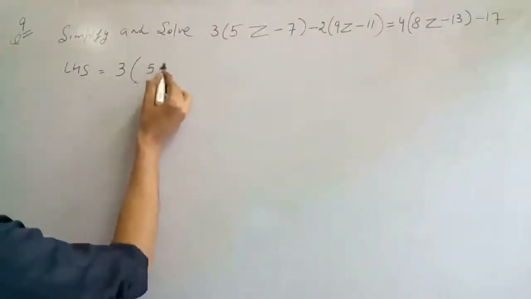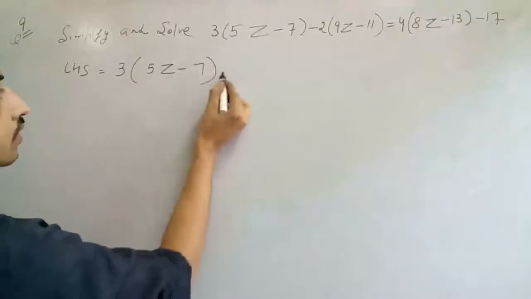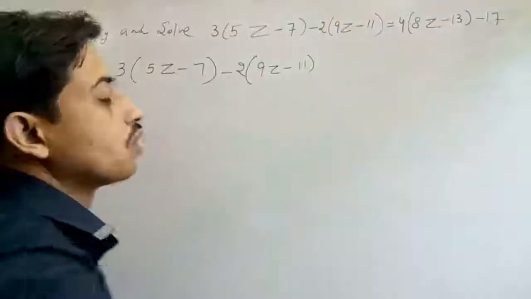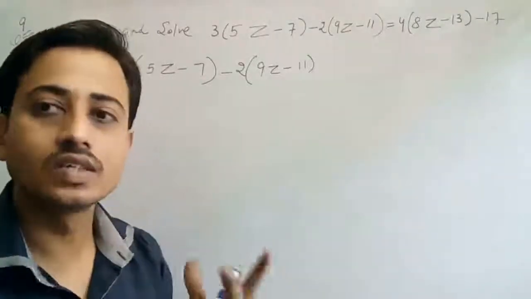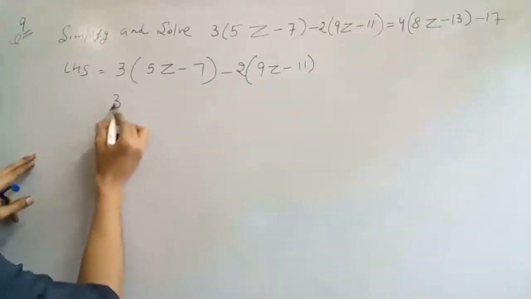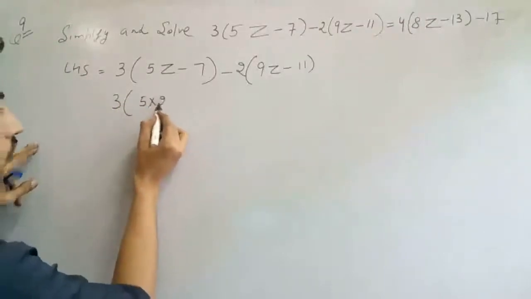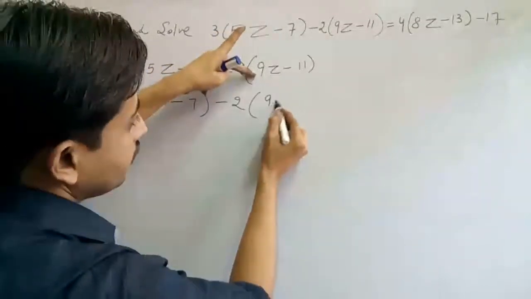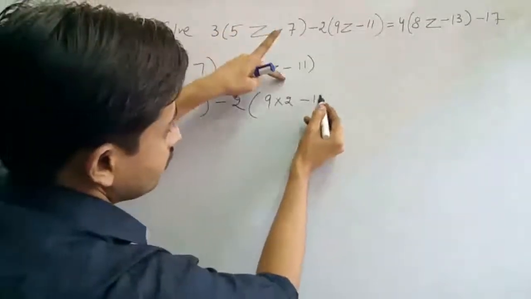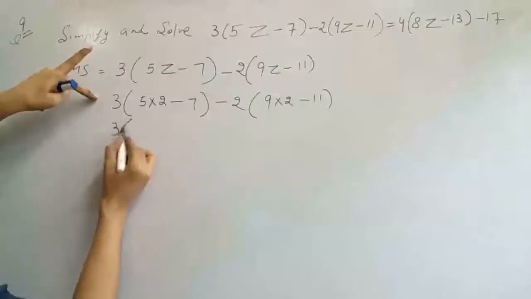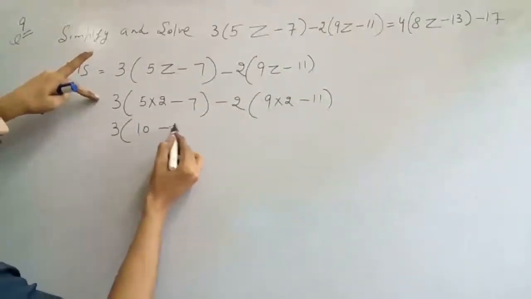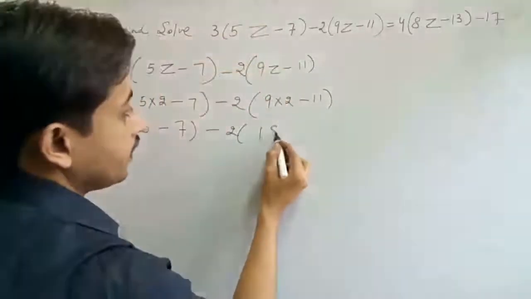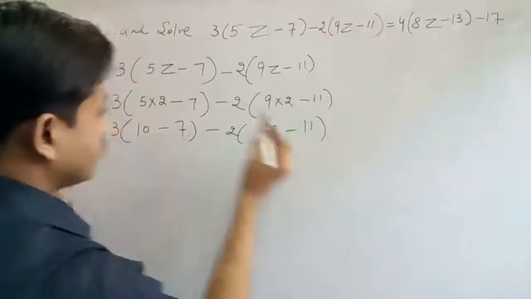3 into 5z minus 7 minus 2 into 9z minus 11. What will be the value of z? Z is 2. So put 3 into 5 multiplied by 2 minus 7, minus 2 into 9 into 2 minus 11. Solve it. 3 into 5 into 2 is 10, minus 7, minus 2 into 9 into 2 is 18, minus 11.